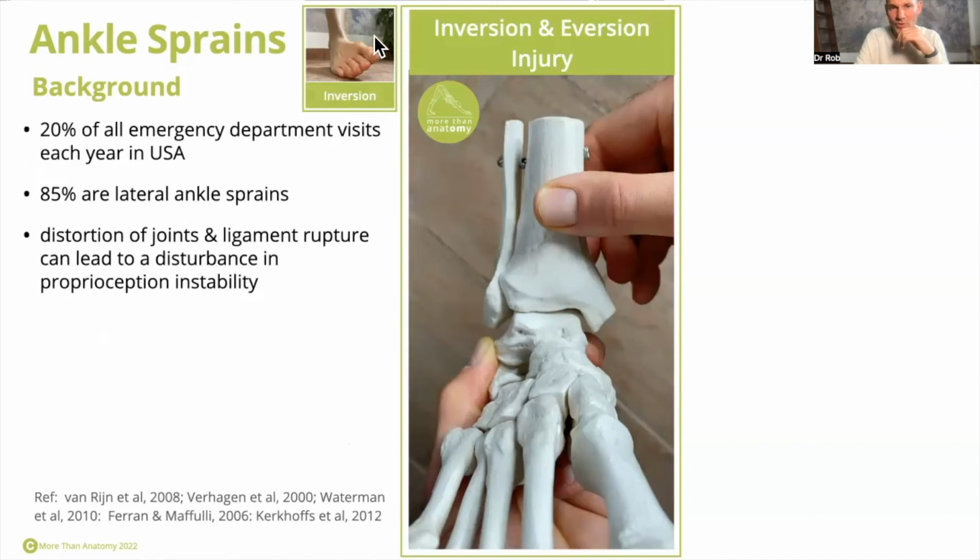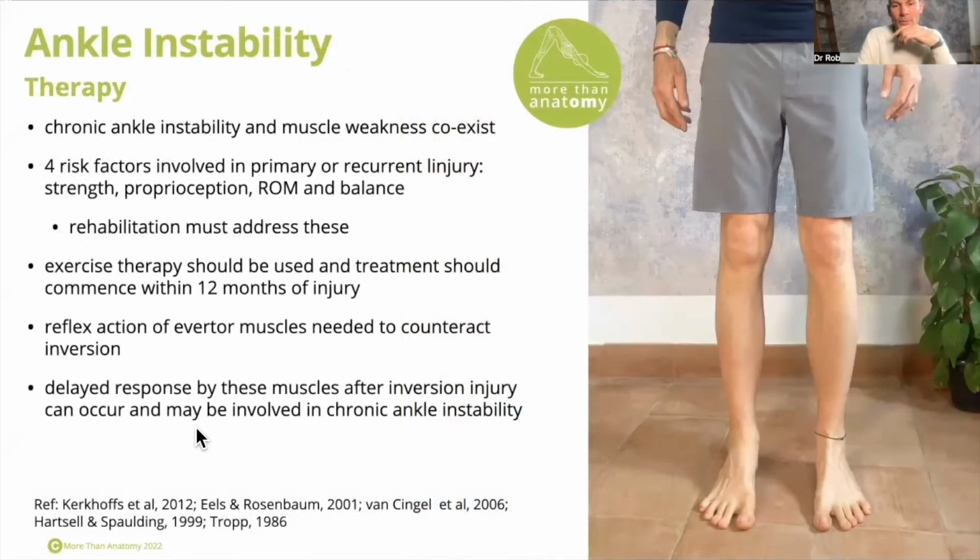We actually want to make the opposite movement where we take the sole of the foot the opposite direction. That can be an important movement to work on. Because if you're stronger in the muscles which make that movement, you're less likely to go that way. Does that make sense? Because it's been seen that essentially there's a delayed response by these muscles after inversion injury. Okay, and that can be involved with chronic ankle instability. So this inversion movement, again, is really, really important to think about.